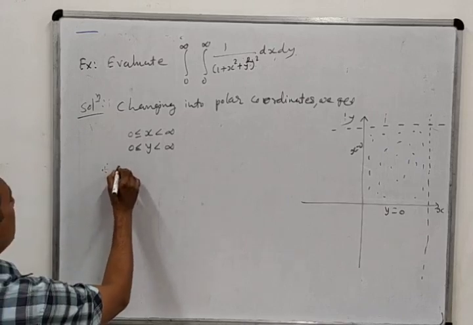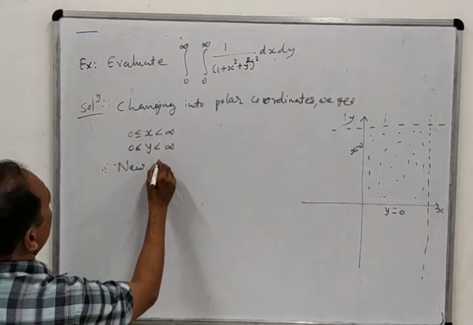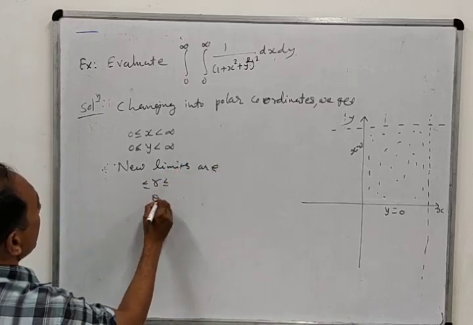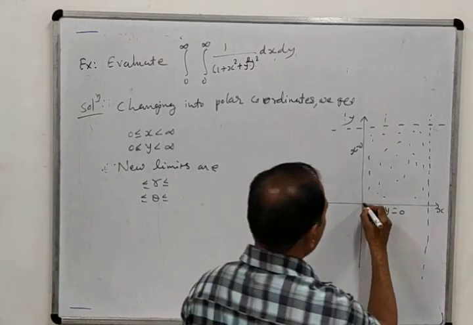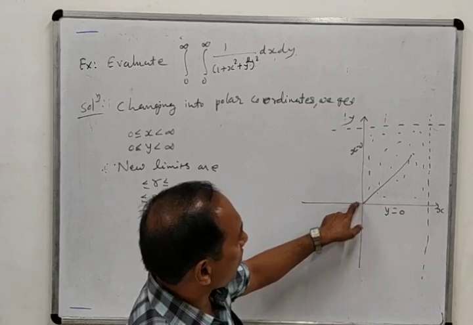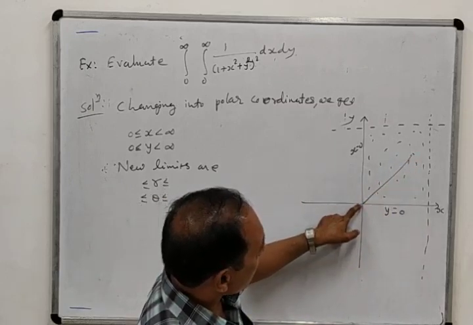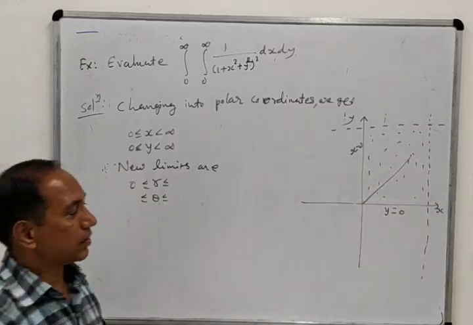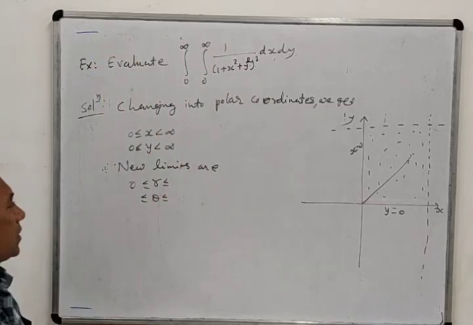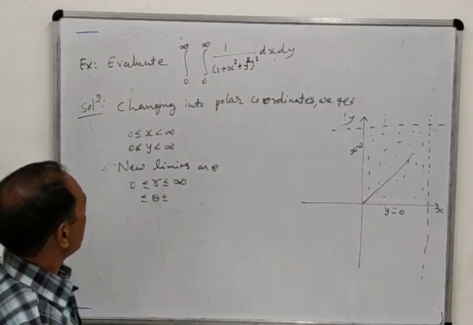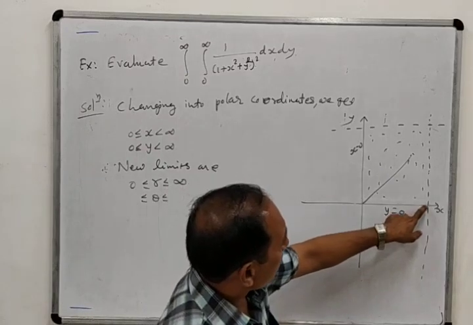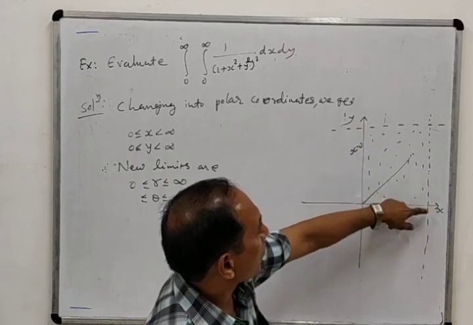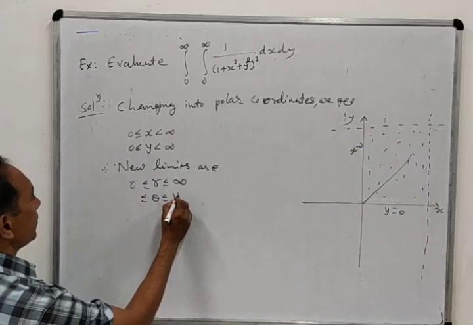Therefore, the new limits in polar form. First we will determine the limits of r, then the limits of theta. To determine the limits of r, we draw an oblique line passing through the origin. This is the fixed point, this is the moving point. Here you can see that r equal to 0, and the length of this radial line is infinity because there is no end of the line. And theta starts from here, theta equal to 0, and the region is covered in the first quadrant. That means 0 to pi by 2.